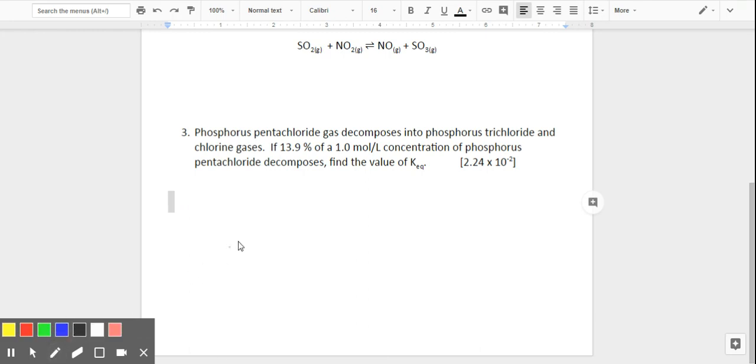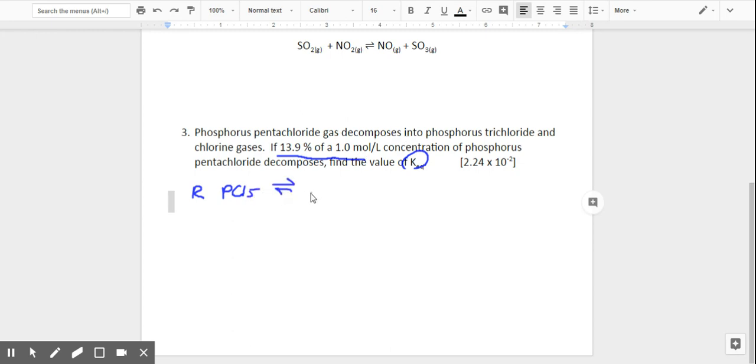For this question here, again, we're trying to find the K value. So we're going to have to set up our rice chart to solve for K. So we're going to need to know those equilibrium values. Now, it gives us a little bit different piece of information. It tells us a percentage that's decomposing. So I'm going to show you where this comes into play. So let's first write our reaction. So, phosphorus pentachloride, that's PCl5, goes to phosphorus trichloride, that's PCl3, plus chlorine gas, Cl2.